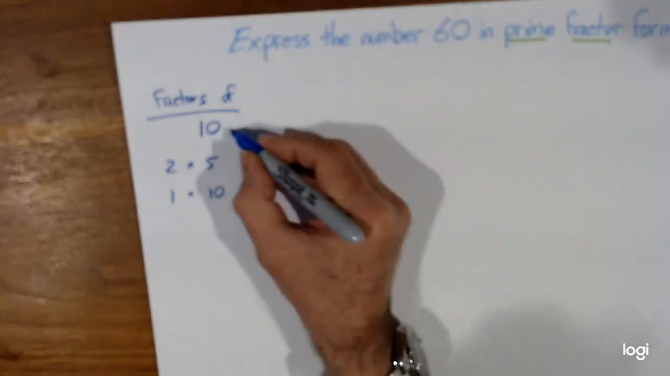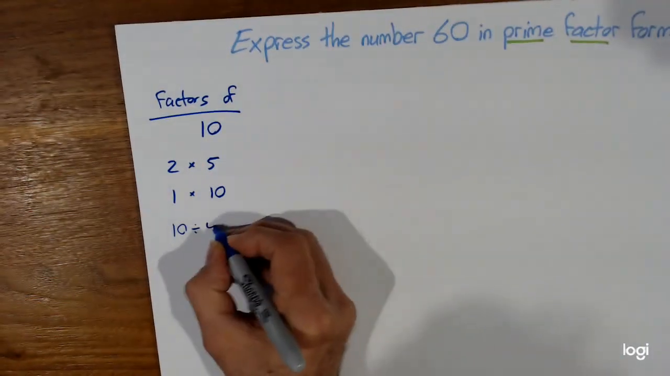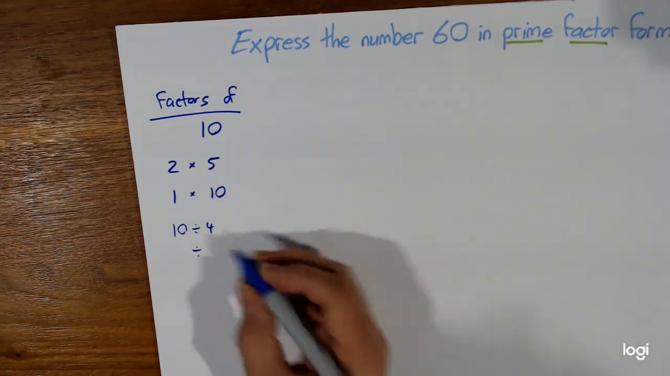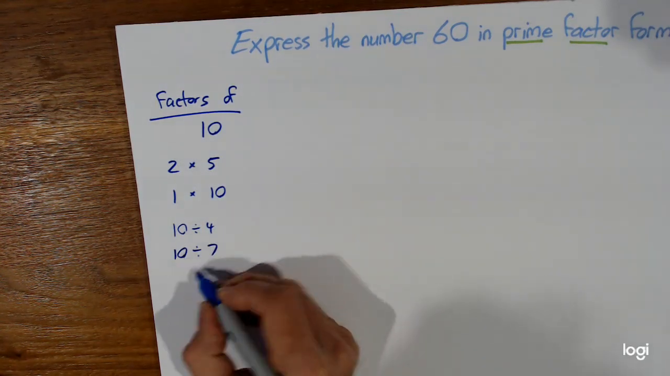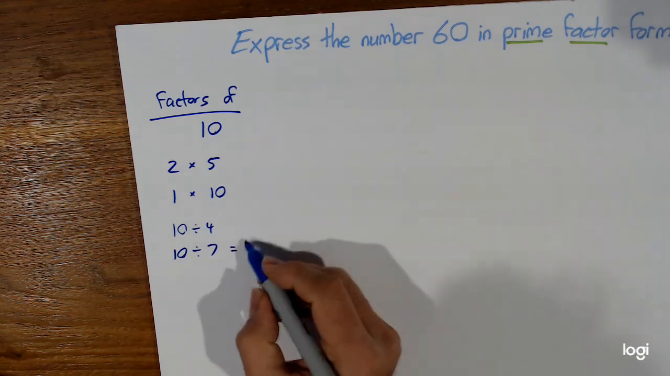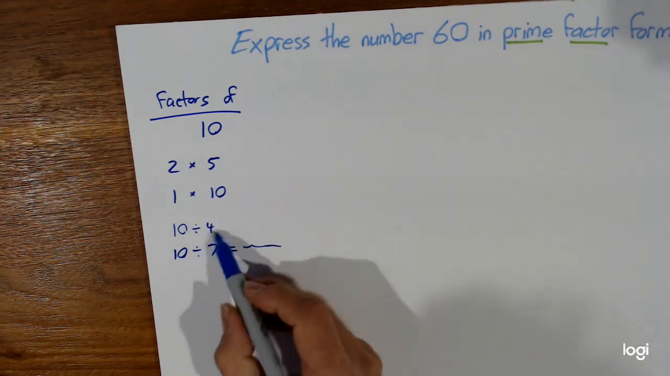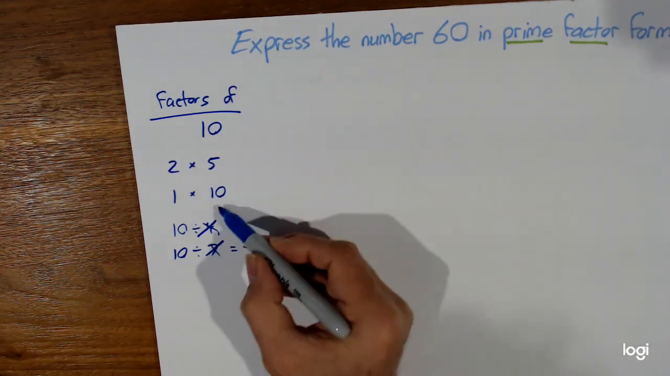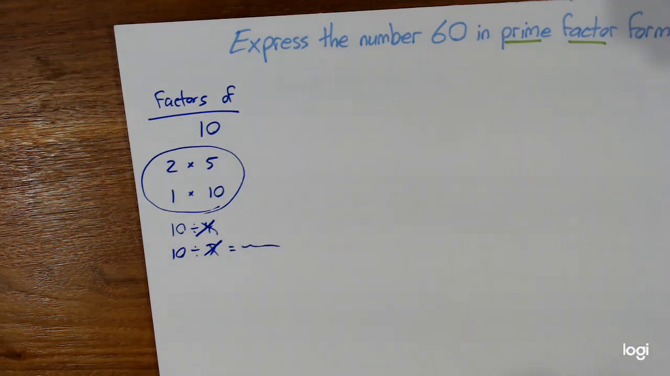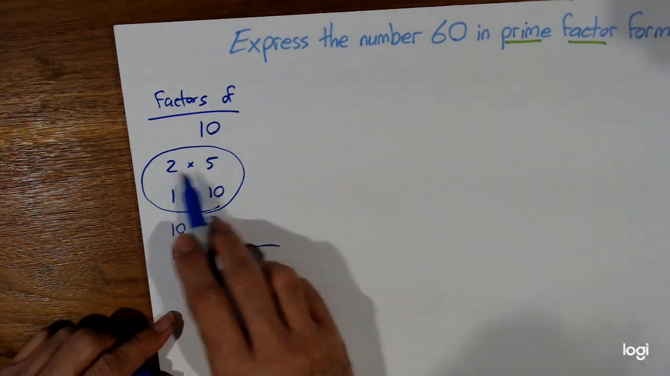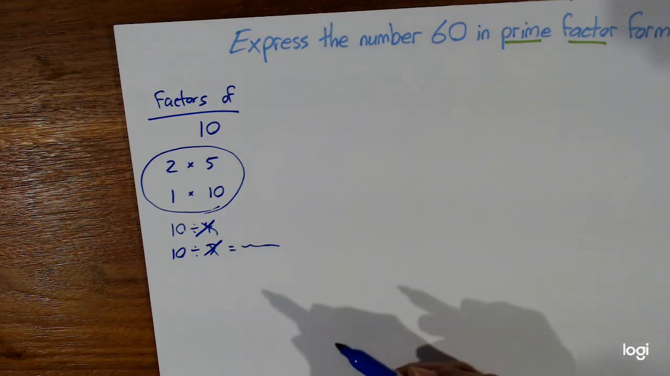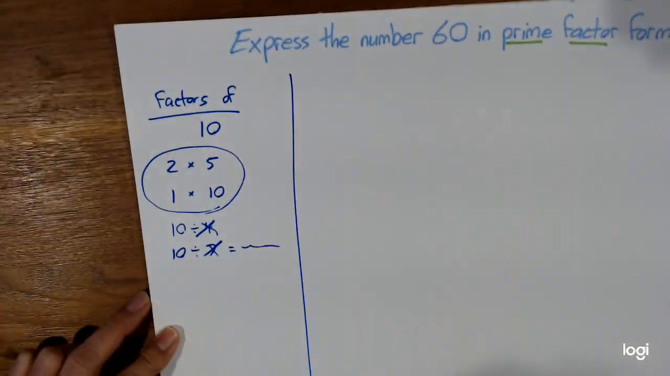You could divide 10 by 4, but you're not going to get a whole number. You divide 10 by 7, get on a calculator, you're not going to get a whole number. You're going to get a bunch of decimals. So they're not factors of 10. These guys are, right? So the factors of 10 are 1, 2, 5, and 10, and there aren't any more. I'll show you another one.